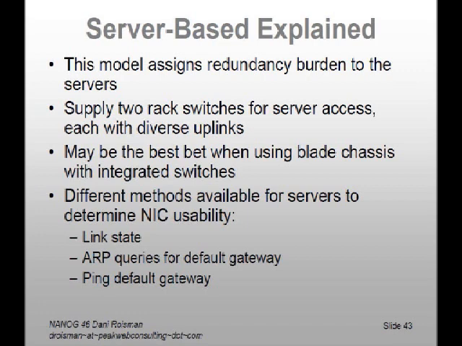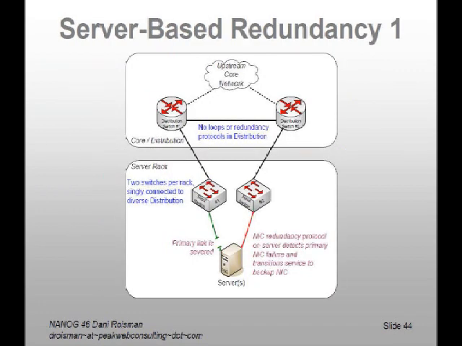You could be running ping to the default gateways, and the server can make sure that both links are actually functional all the way to its layer 3 device. The way redundancy works, you have a server with dual uplinks. If the primary link is severed, the server will realize, using one of the previously mentioned methods, that the primary link is no longer available. It's going to shift all its traffic to the alternate link.